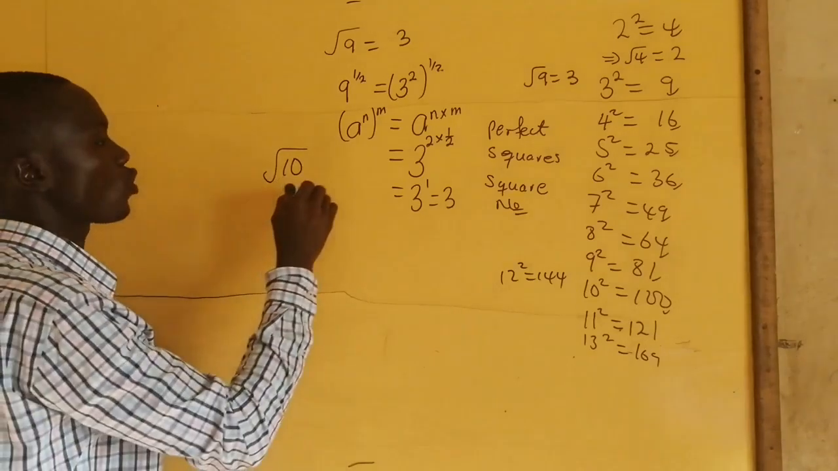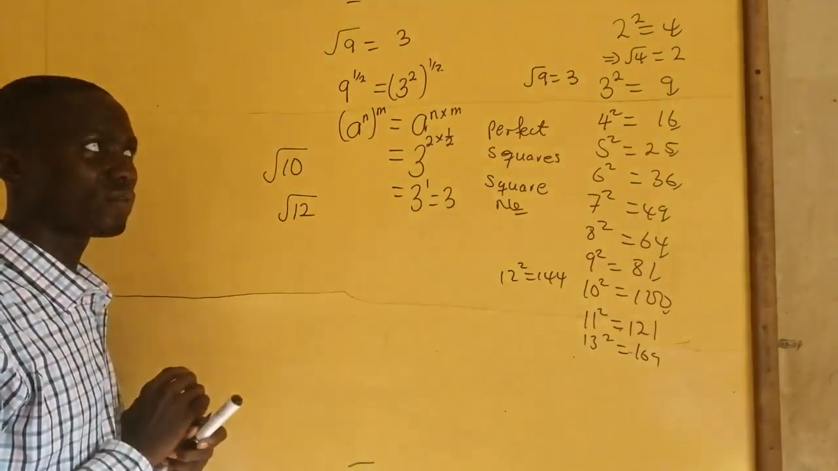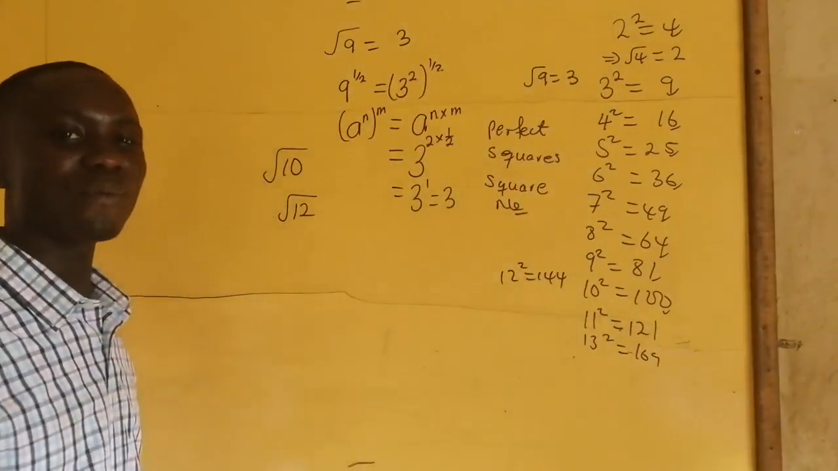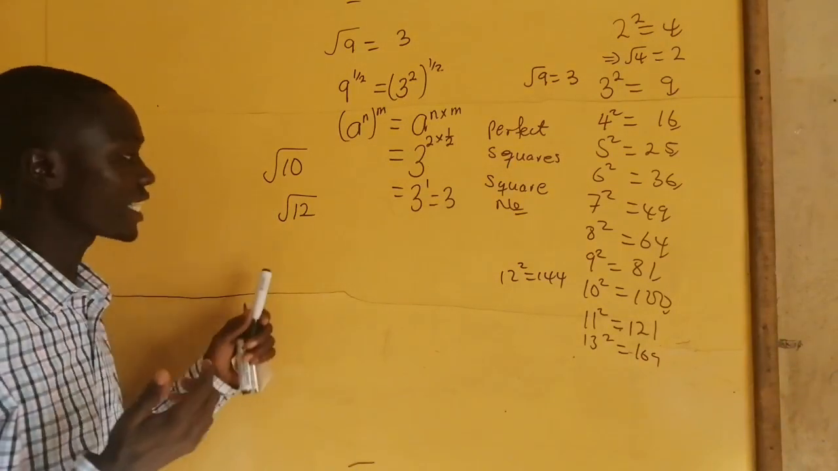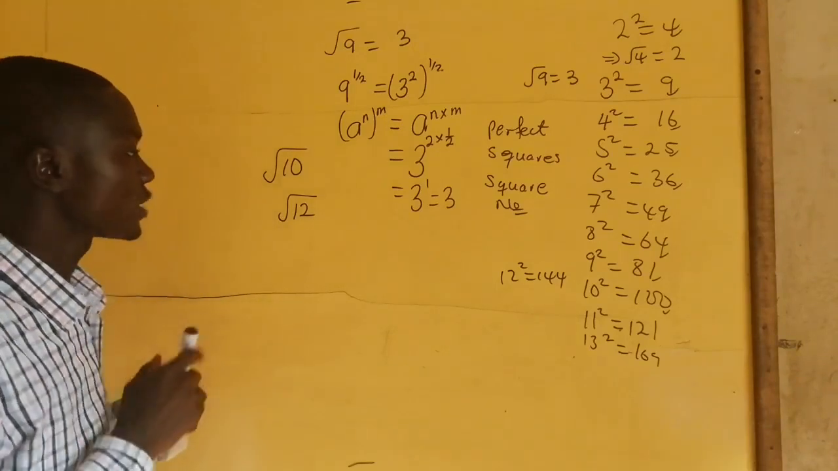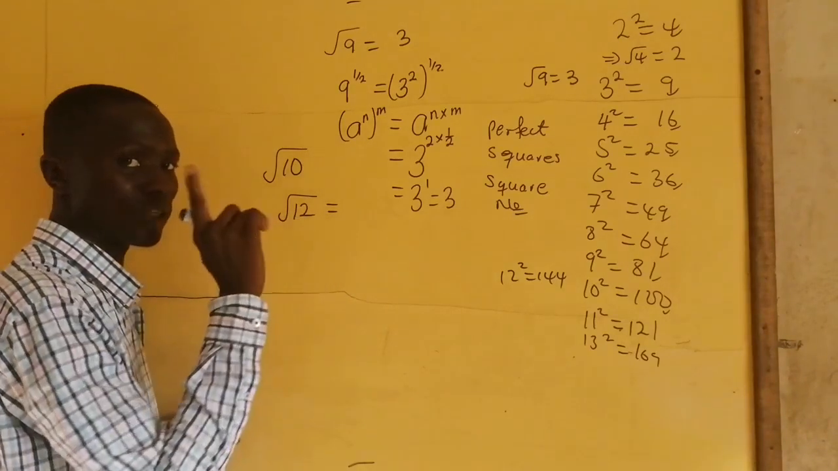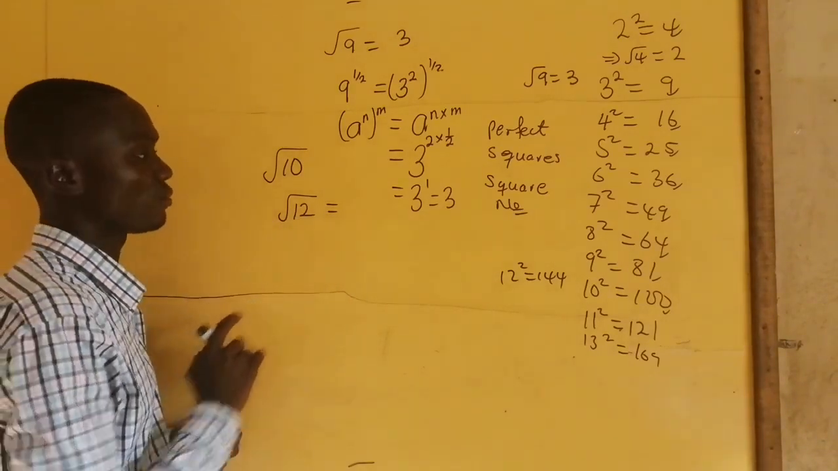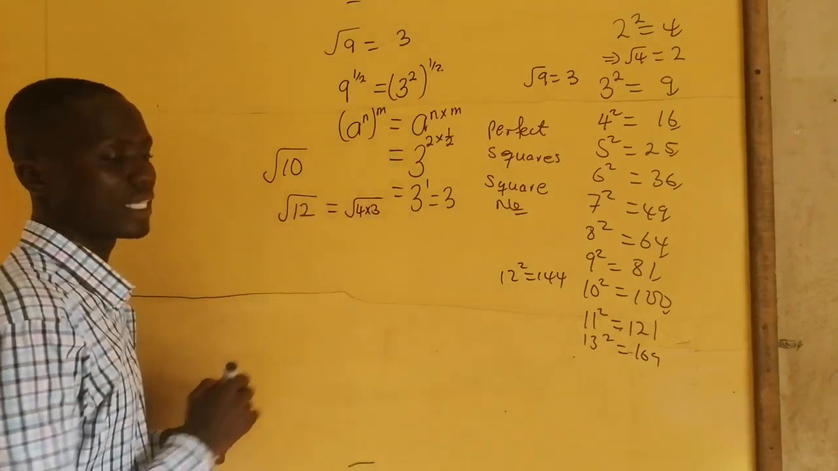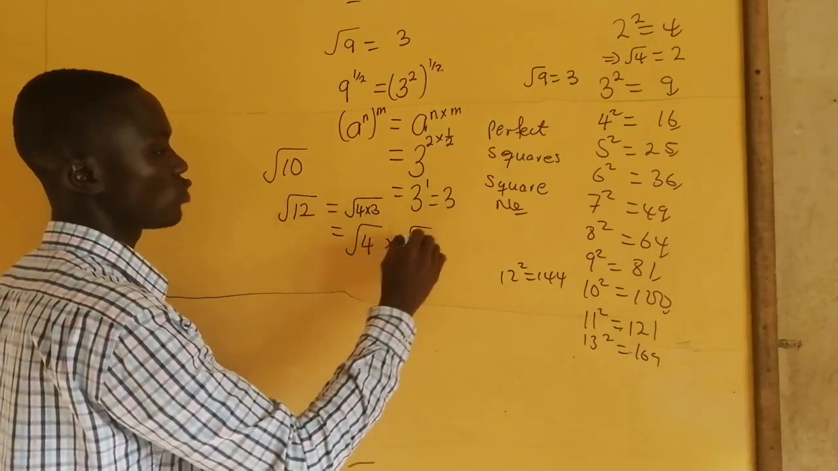But what about if I get root 12? If I get root 12, then I have to quickly go through these perfect squares in my head to check what perfect square can divide 12. That is 4. So since 4 is a perfect square, I'll write 12 in terms of 4, please, not in addition form, but in multiplication form. That is the square root of 4 times 3. Now this simply means the square root of 4 times the square root of 3.